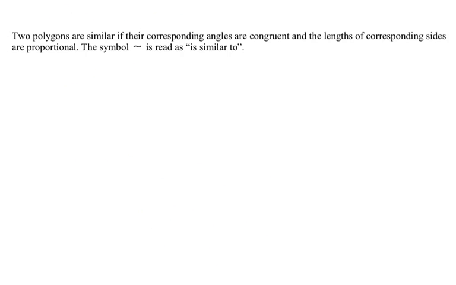Then just to round up what we've learnt, we said that two polygons are similar if their corresponding angles are congruent and the lengths of their corresponding sides are proportional. And we also now know what symbol to use if we want to say they're similar. Okay?